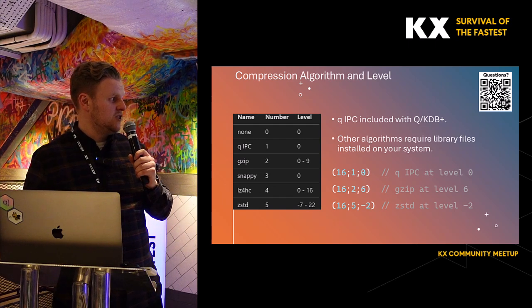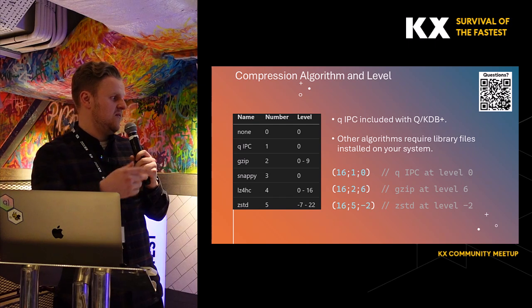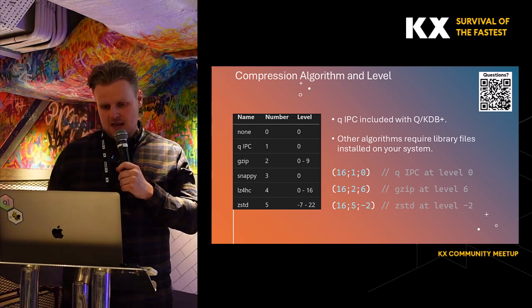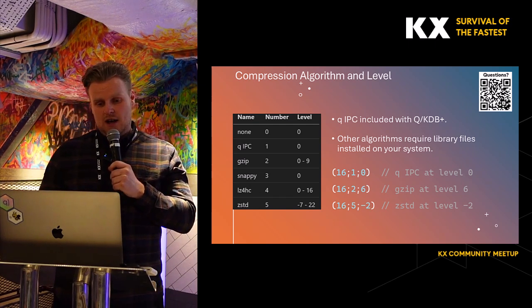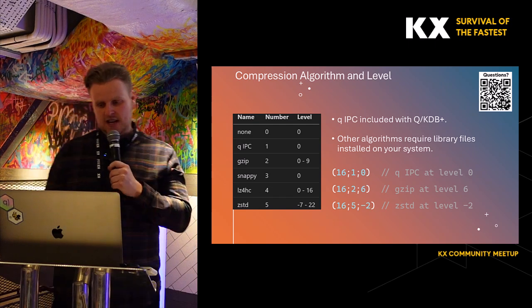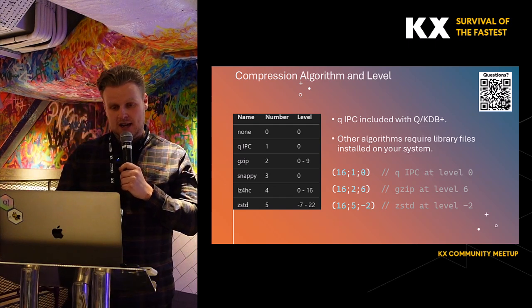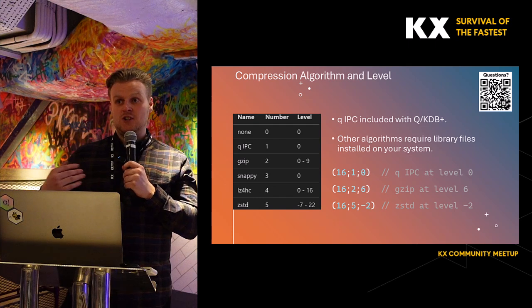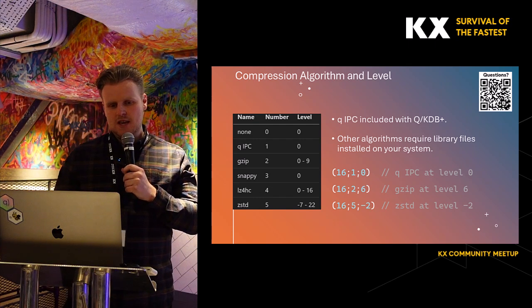Then the next one is 2, gzip at level 6, and then 5 is ZSTD. But that's just to show a quick example of how they can be used. So now that's kind of the overview of compression in KDB. Now jumping into actually doing a performance test.